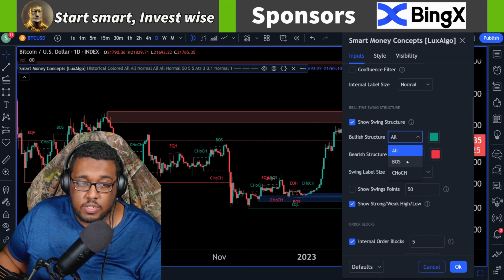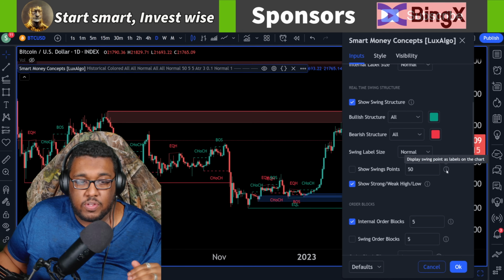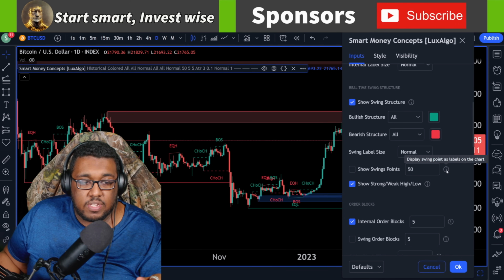All, you can look at just break of structures or just change of characters for the bullish and the bearish. Nothing new here. Swing label size, you want to keep it normal. Show swing points, I don't do this, but basically if you hover over it, it says display swing point as labels on the chart. I don't really see the point of doing this.